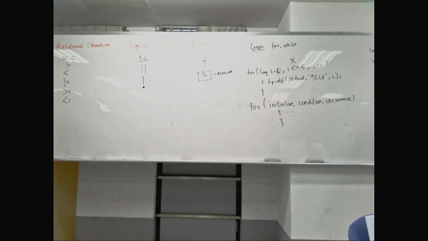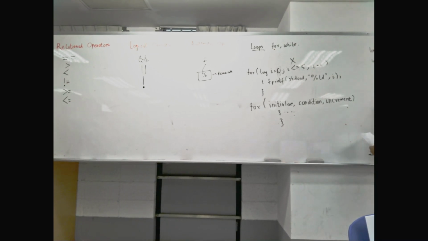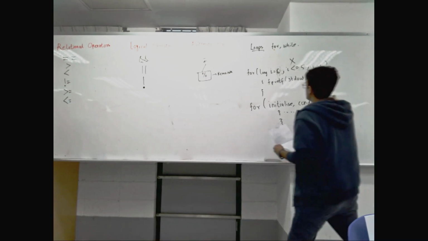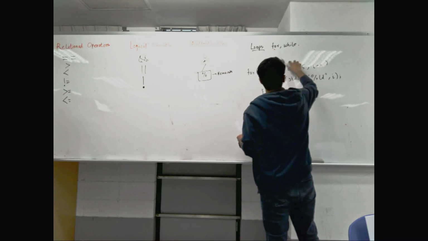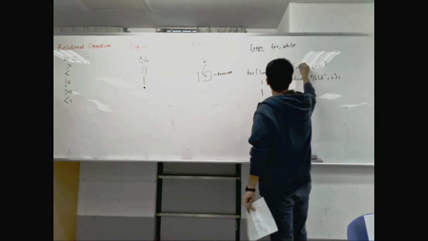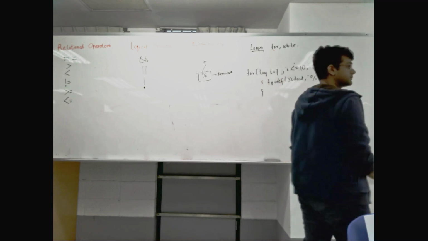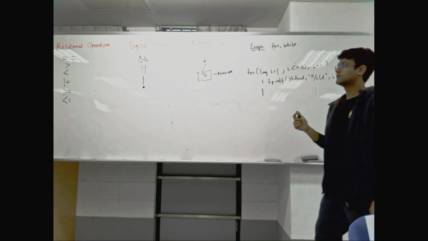Okay. Now this is where the fun begins. So now that you understand for, we can play with for. Okay, so I is 1. What are the numbers? 1, 2, 3, 4, 5, 6, 7, 8, 9, 10. Good.